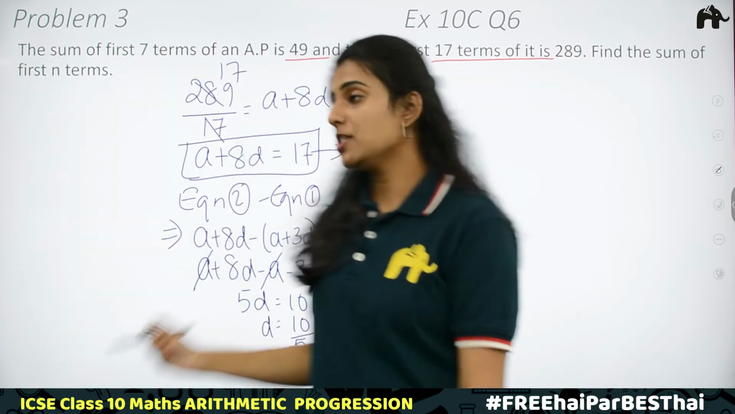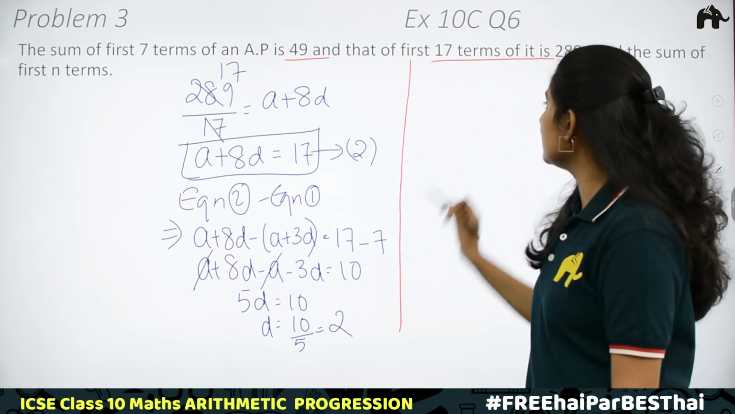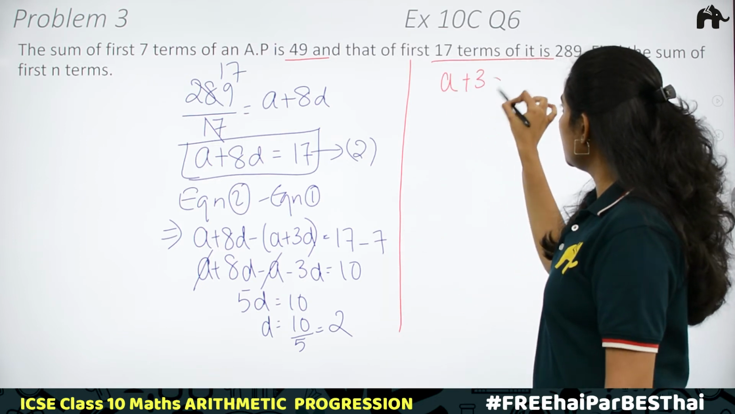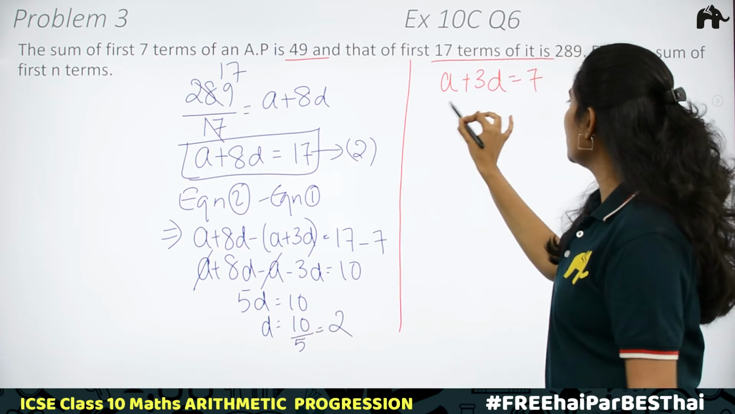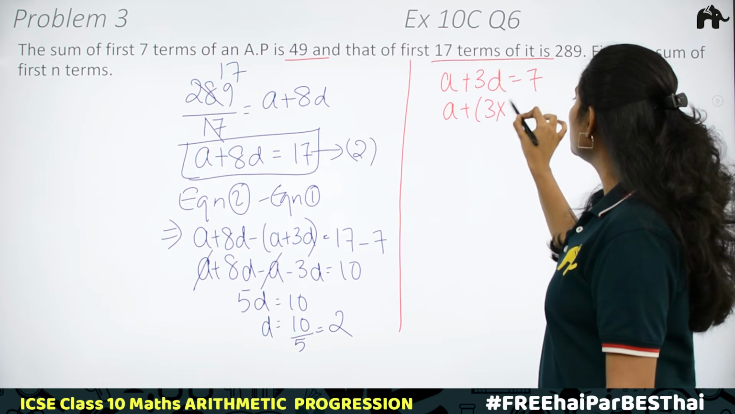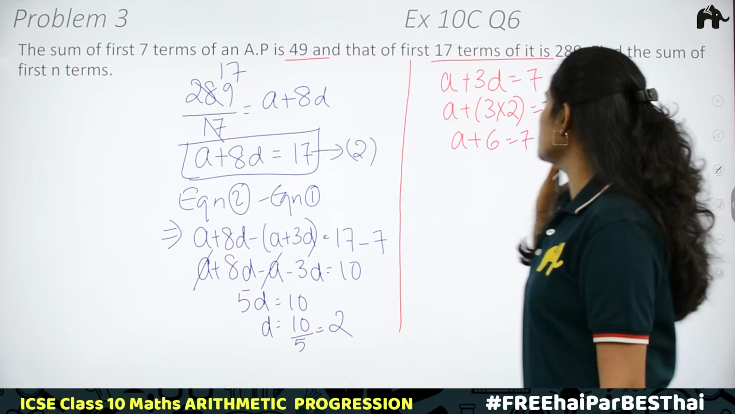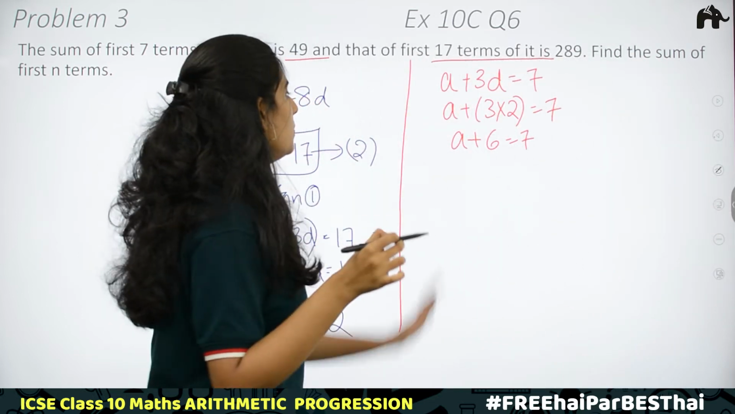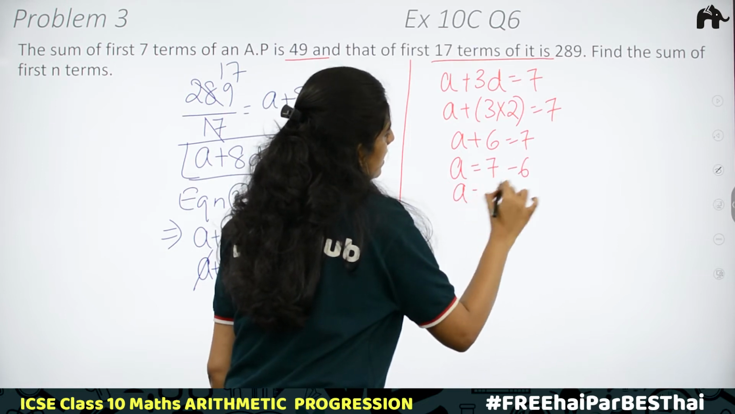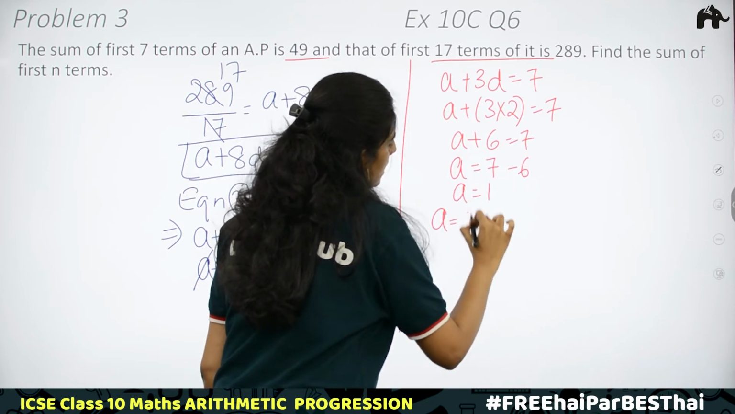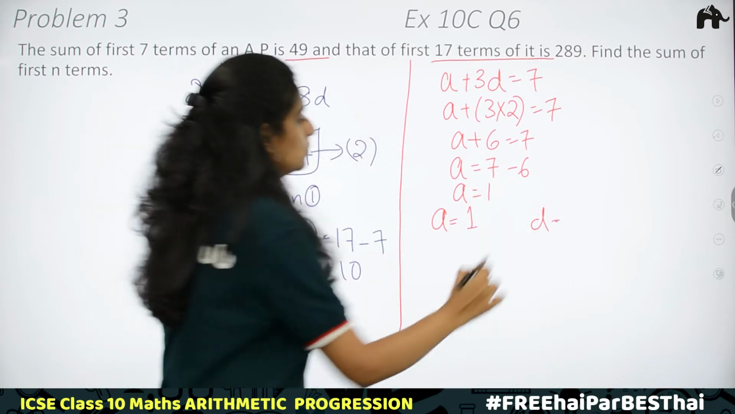Now, substitute the value of d either in the first equation or the second equation. We had a plus 3d is equal to 7. Substituting d value, that is 2, we get a plus 3 into 2 is equal to 7, or a plus 6 is equal to 7. 3 into 2 is 6. a plus 6 is equal to 7. Then a is equal to 7 minus 6. a is equal to 1. We got the first term a is equal to 1 and the common difference d is equal to 2.